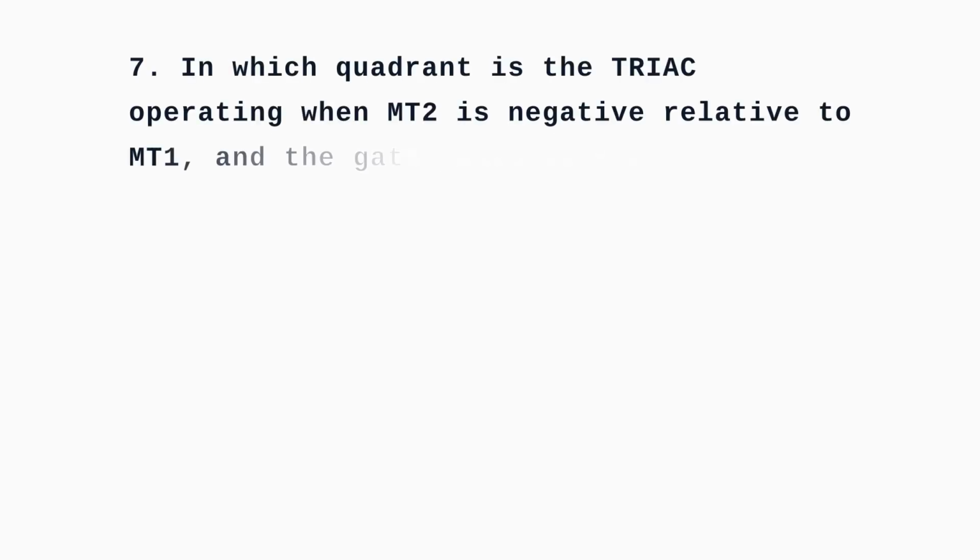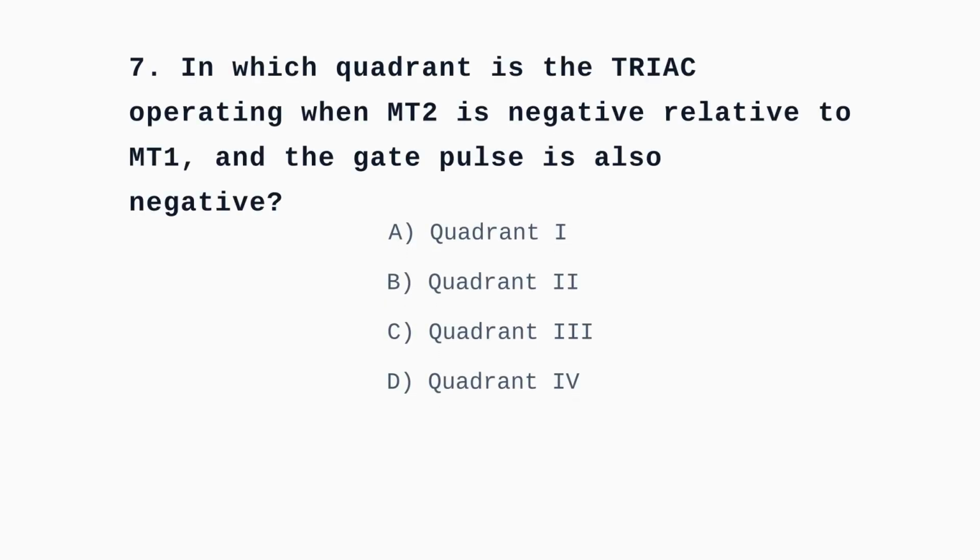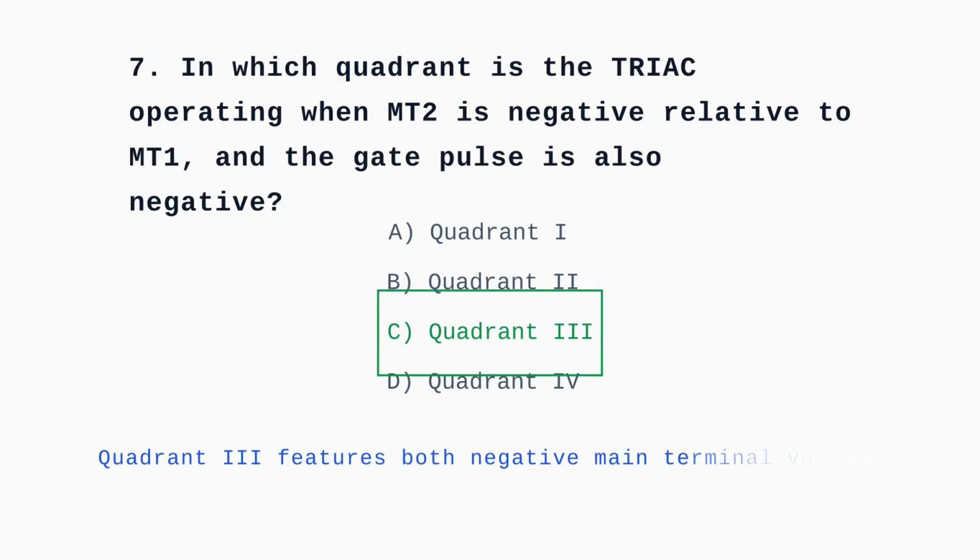Question 7. In which quadrant is the TRIAC operating when MT2 is negative relative to MT1, and the gate pulse is also negative? If main terminal 2 is negative relative to main terminal 1 and the gate receives a negative trigger pulse, the device fires inside quadrant 3.